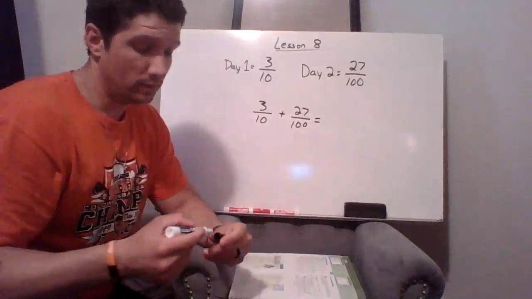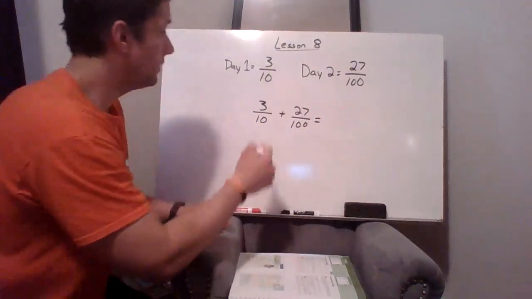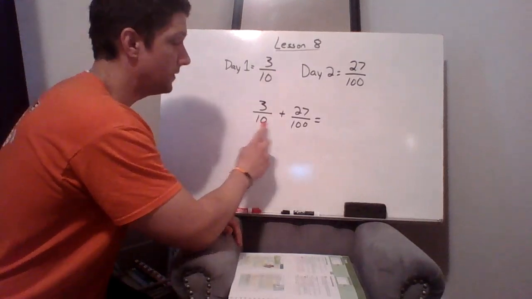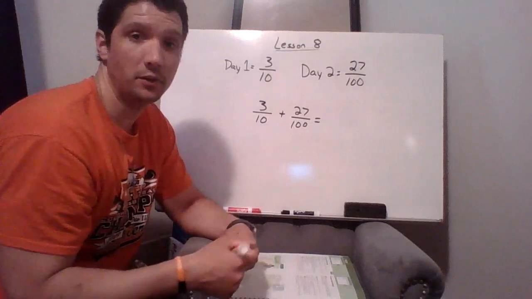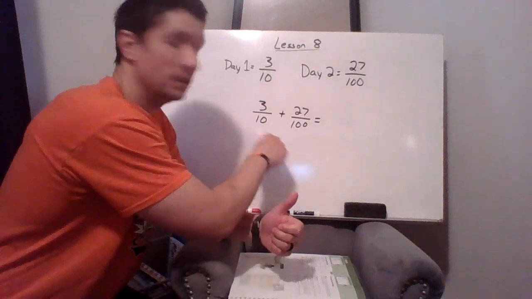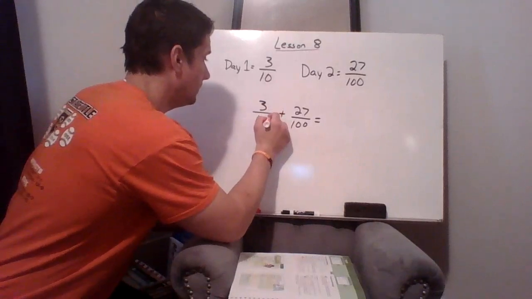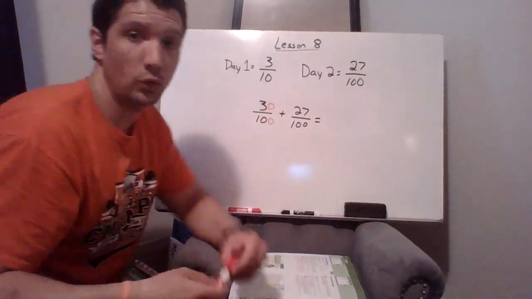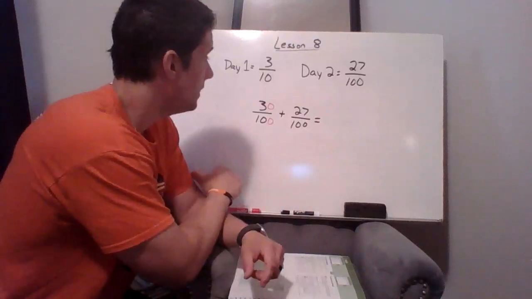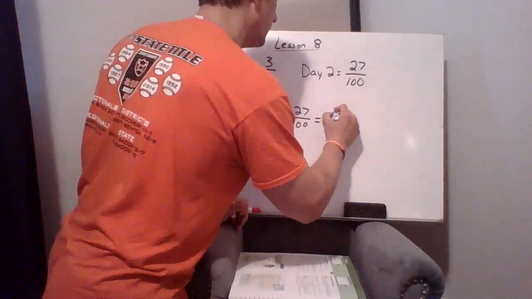Okay. Now, like in earlier lessons, we know that we can't take tenths and hundredths and add them together. We have to turn our tenths into hundredths. That way we have like fractions. Okay, so the way we did that, we turn 3/10 into 30/100ths. Okay, we add and we are left with 57/100ths.